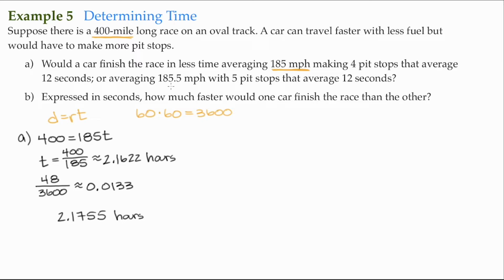The other car is traveling at 185.5 miles per hour, but we're going to do the same thing. Still going 400 miles, but traveling at 185.5 miles per hour. Times that by the time. Again, we can divide out 185.5, so our time is going to be 400 divided by 185.5. And that comes out to be approximately 2.1563 hours.